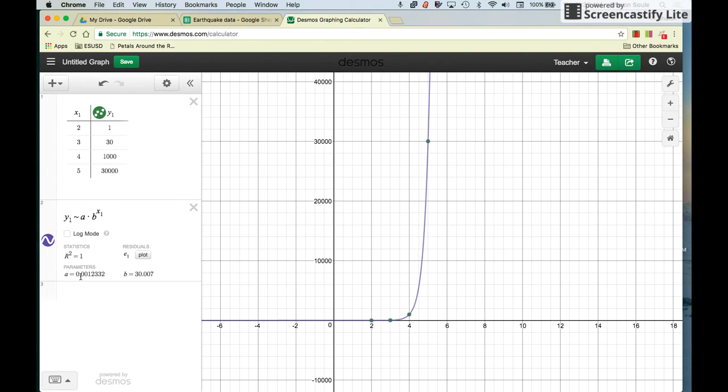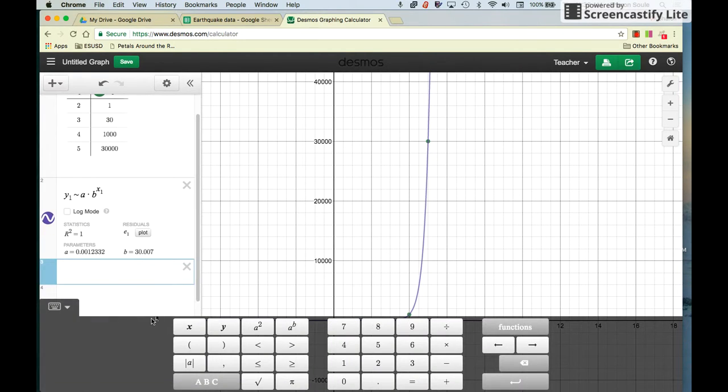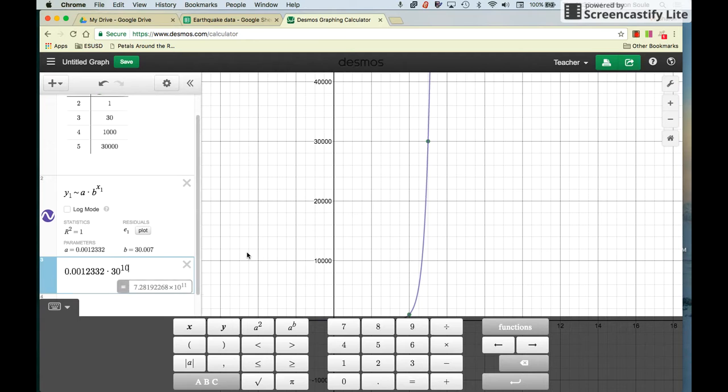And so now I know what my A and my B are for this particular situation, and I can use those in a calculation. And so the kids can say, oh, okay, so that means that if I want to make a 10.0 earthquake, and I usually tell them to round 30.007 off to 30, I'm going to have to raise that to the 10th power. And look at that. Oh my gosh, it's going to take us 728 billion tons of TNT to do this.